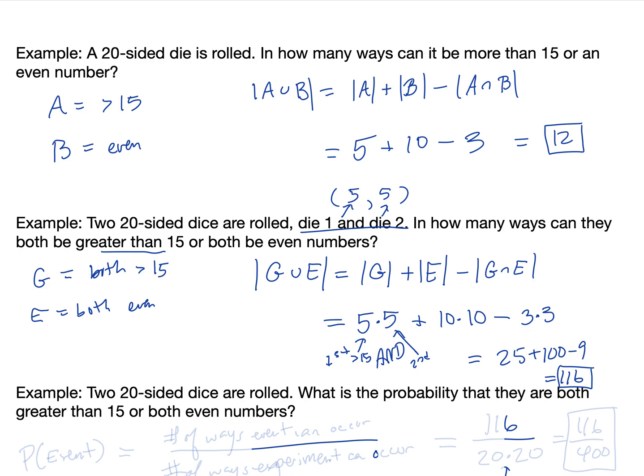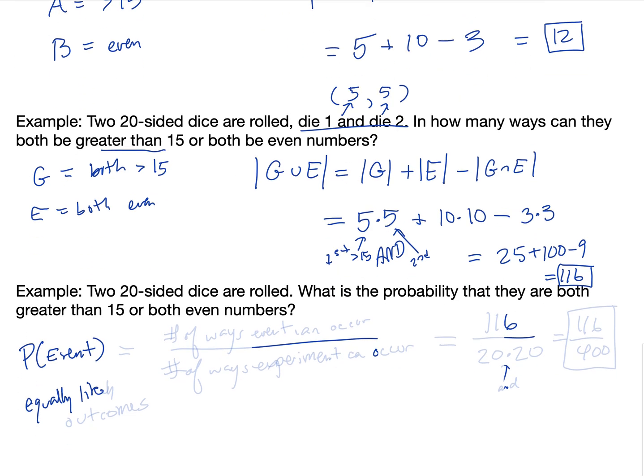So we can apply these counting techniques to probability. The probability of an event, if we're talking about classical probabilities with things that are equally likely outcomes, like die rolls and stuff like that, is the number of ways that the event can occur divided by the total number of ways the experiment can occur, which is also called the sample space, the number of elements in the sample space.